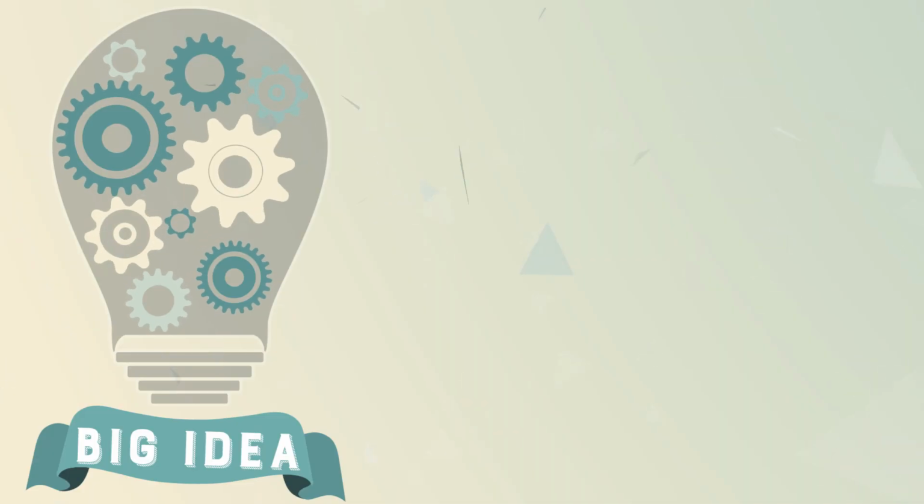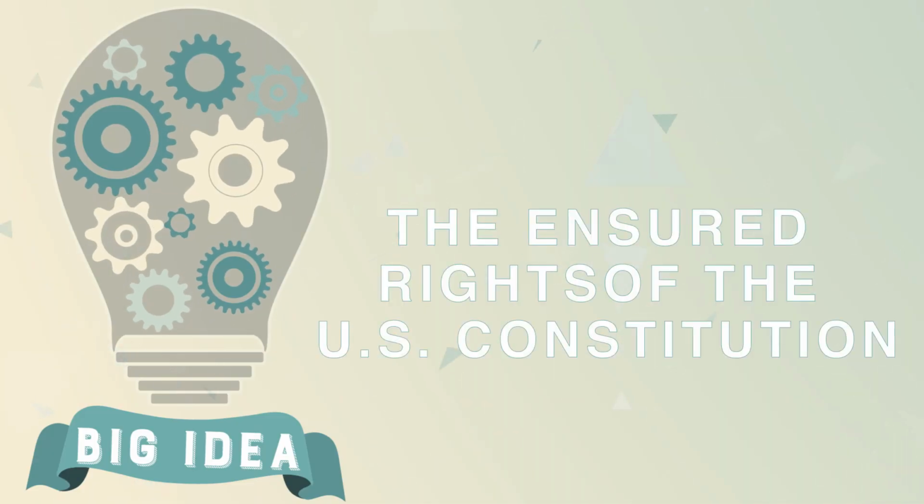Now, the big concept to know in United States history is the ensured rights in the United States Constitution, specifically the separation of powers, the concept of checks and balances, the idea of federalism, and the nature of a democratic republic. California history is all about California. You probably didn't see that one coming.